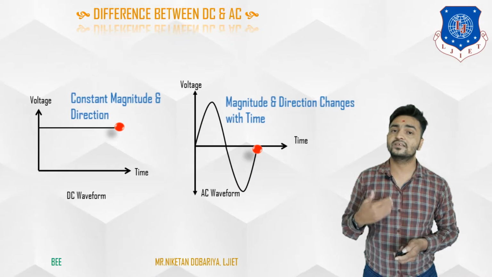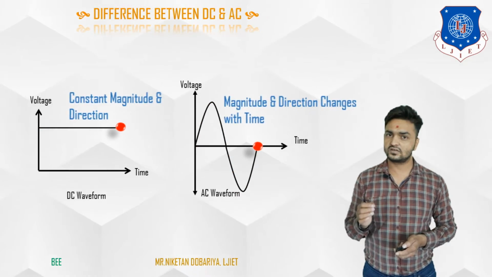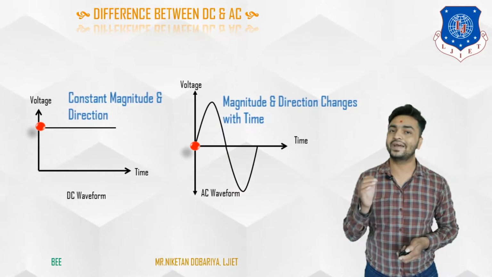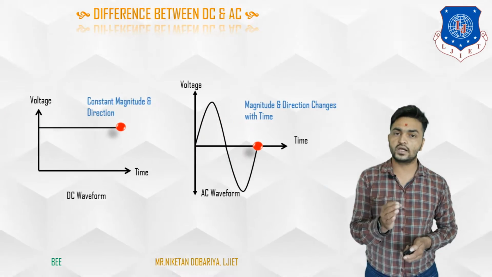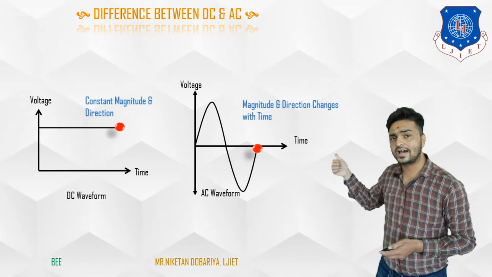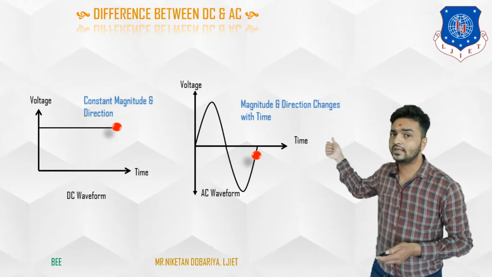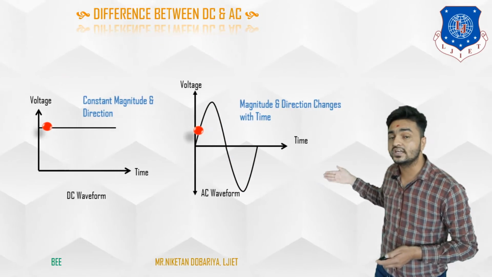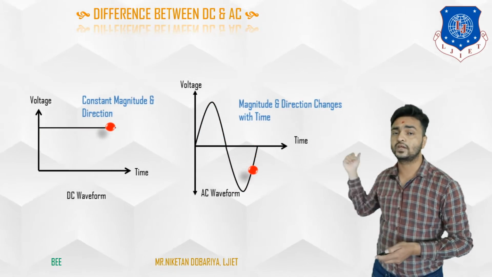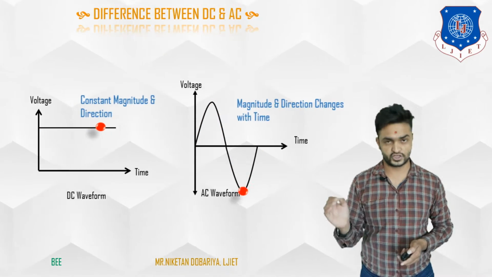Whereas if we discuss what is AC, a parameter can be defined as alternating if its magnitude as well as polarity changes with time. Here in this diagram, which is of AC voltage, we can observe that the magnitude as well as its polarity is changing with respect to time, and that's why that is known as an alternating voltage.